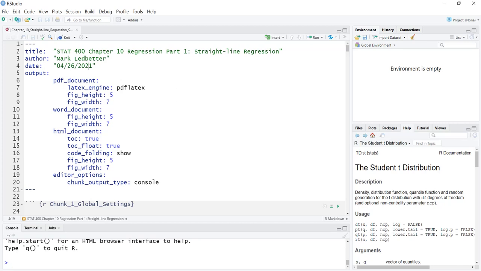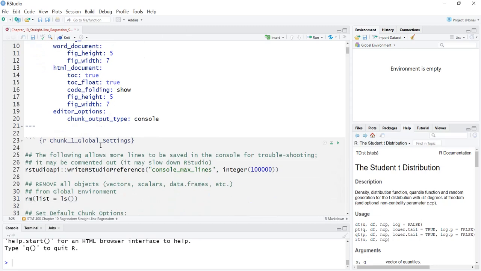I'm Mark Ledbetter. This is lecture 30, and we are going to discuss regression, the first part, which is straight line regression. And this is in chapter 10 of our textbook. So we're going to, of course, start with our header information, which we don't want to change.